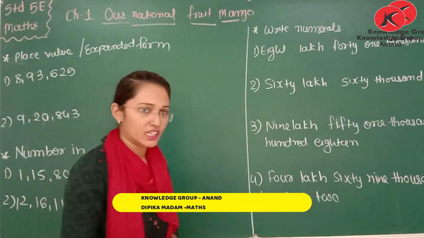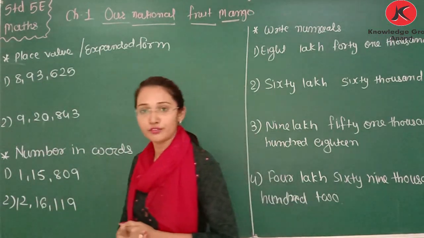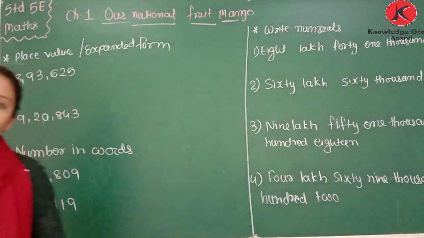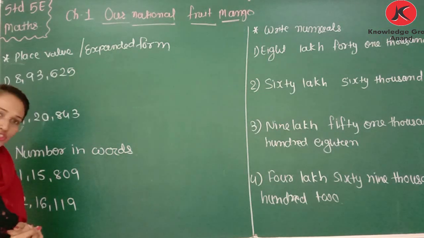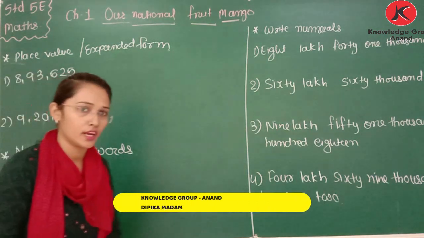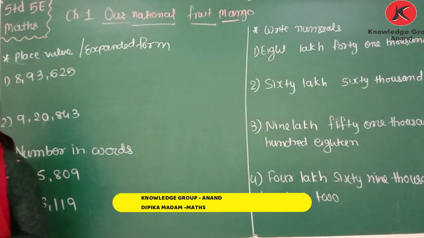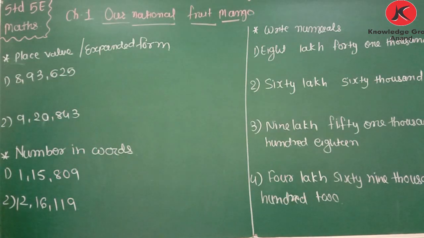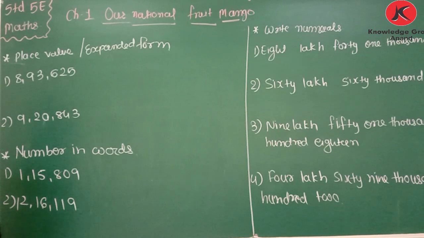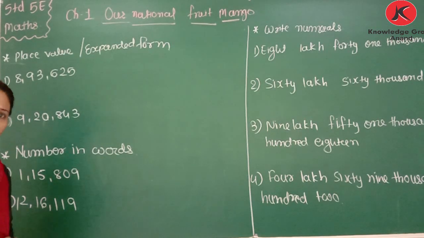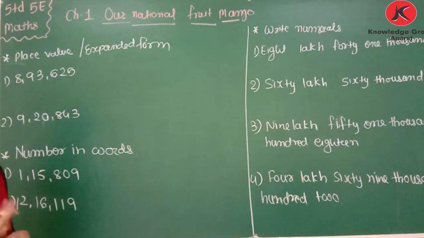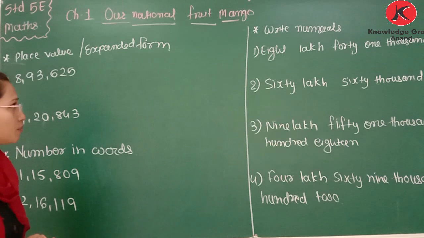Before 1 week we started our chapter number 1, that is our national fruit mango. In that we learn different types of examples. We learn large numbers, how to write a number in an expanded form, how to write number names, how to write numerals, and comparison of larger numbers. Today also we learn examples related to the price of mangoes, cars, vehicles, and the amount we paid in a bank. So we also learn about interest. Today we will revise all the concepts of chapter number 1.